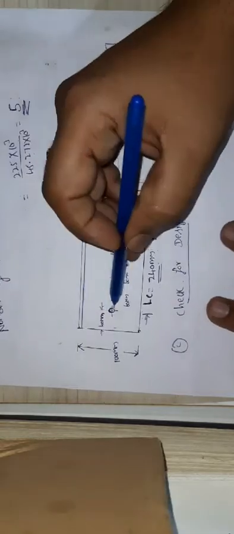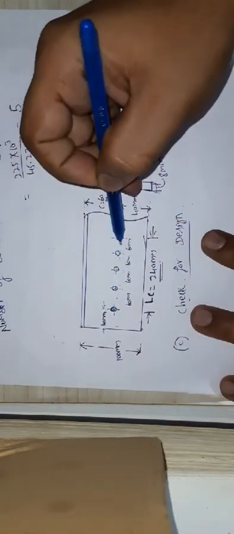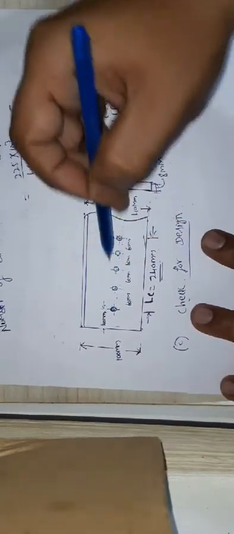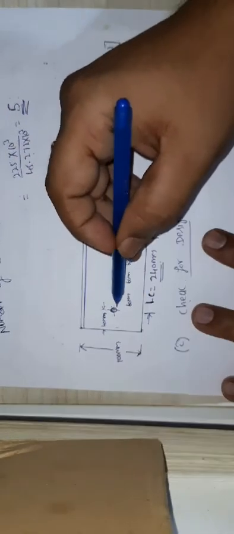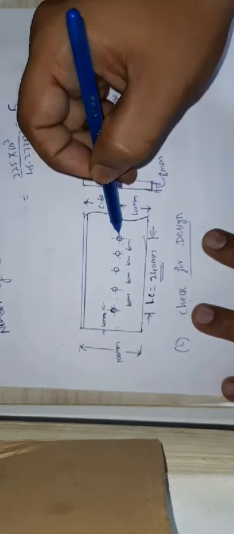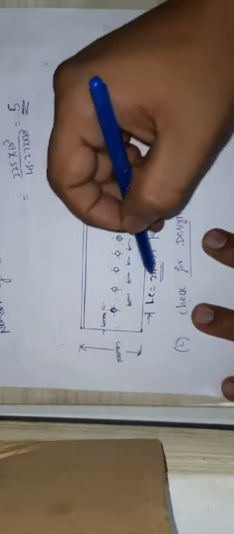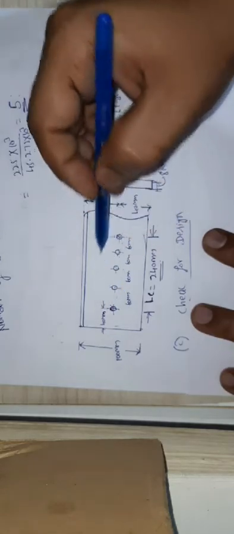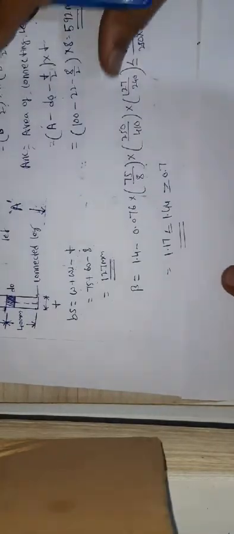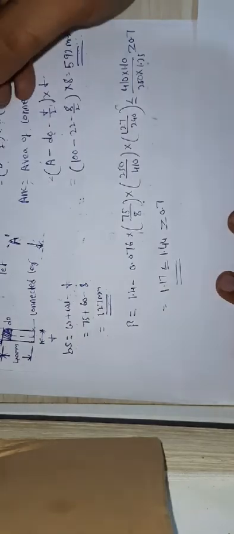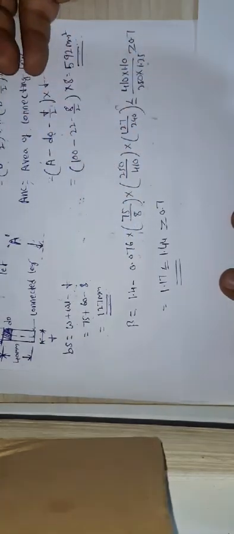Then Lc, guys, what is Lc? Lc means the distance between the outermost bolts. That is the pitch: here to here is 60, here to here is 60, here to here is 60, here to here is 60. Total how much is it? Total 240 mm. Please remember, Lc is nothing but the distance between the outermost bolts.